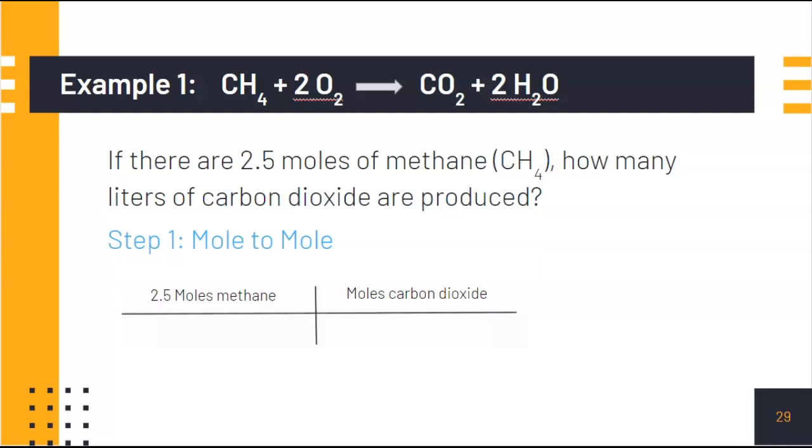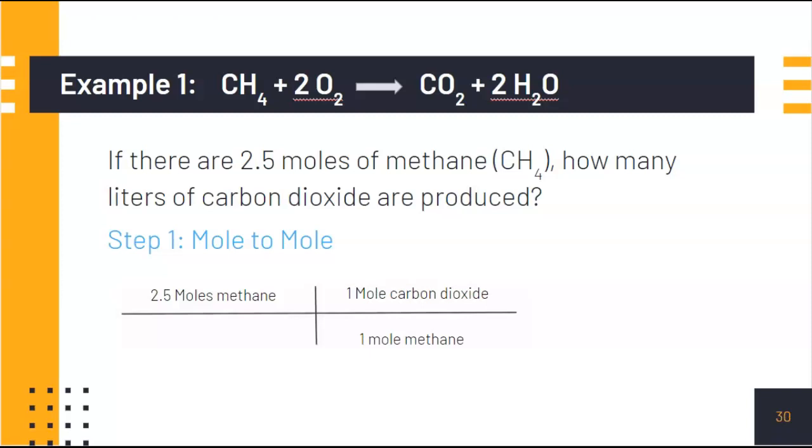Let's start it off. My step one is what I learned before. Because I want to go from methane to carbon dioxide and I'm changing my compound, the only way I can change the compound I'm talking about is to use my mole ratio. So here we go. I've got my moles methane up here that was given to me in the problem. Now I know I want to get to liters of carbon dioxide, but first I have to get to moles carbon dioxide. So I'm going to put moles carbon dioxide up here, because I can't go straight to liters. There's no special number for that.